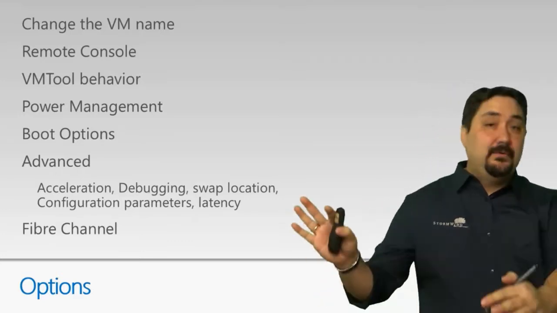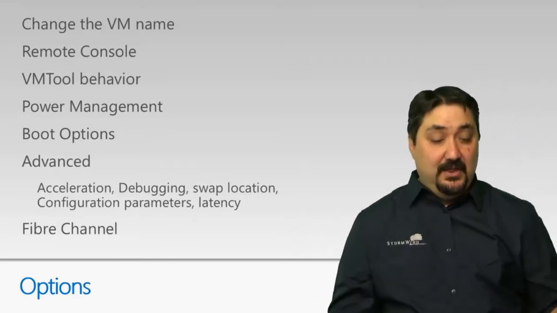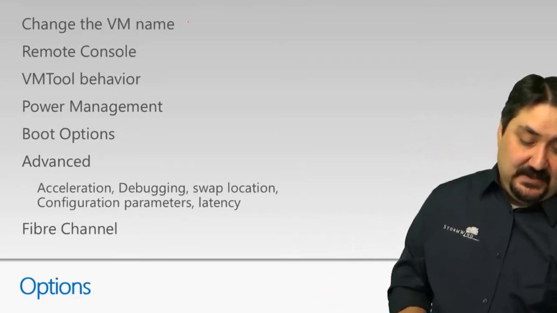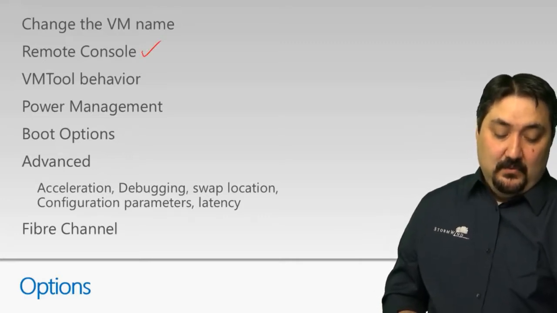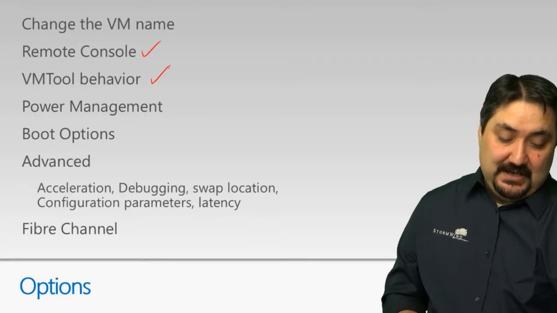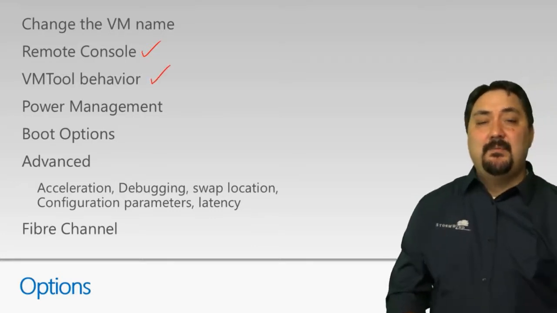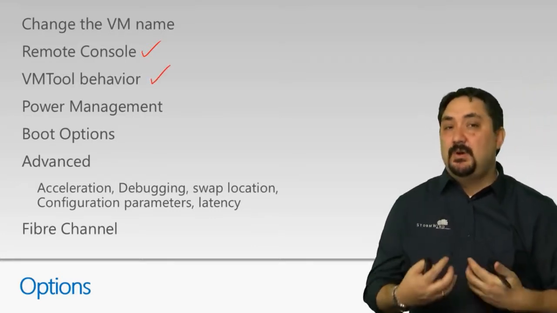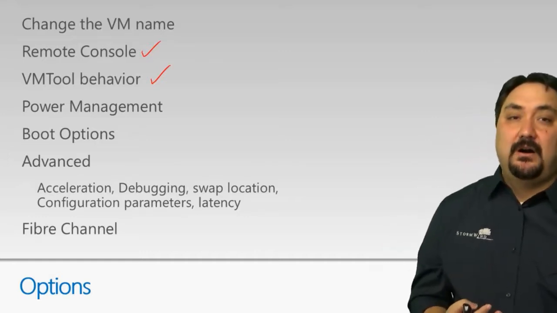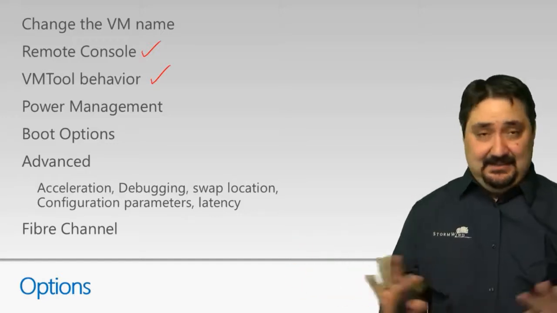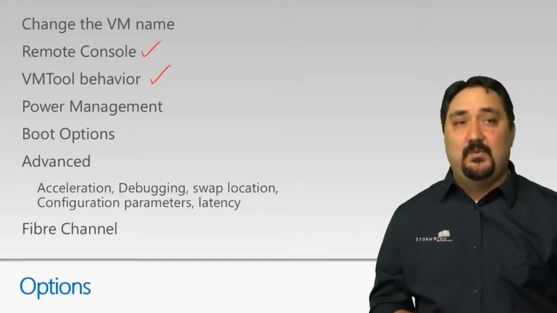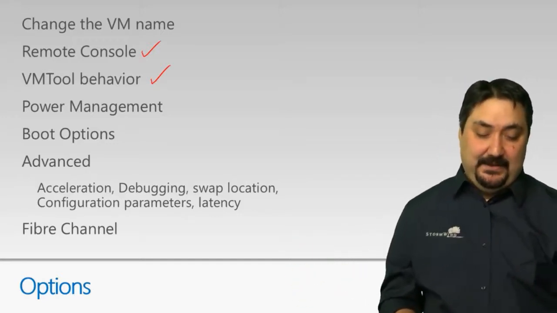So that's not all we have access to for our settings. There are other options. We can change a VM name. We can enable our remote console. We can adjust our VM tool behavior. Remember, VM tools allows for a closer communication between our guest operating system and ESXi itself. I highly recommend VM tools. We'll talk more about it later, but highly recommended.